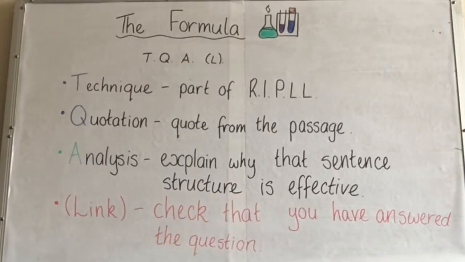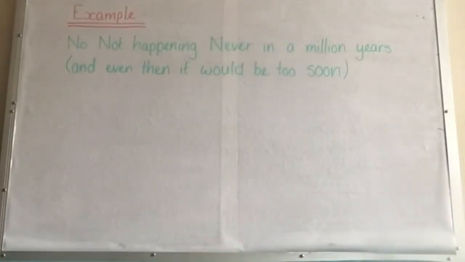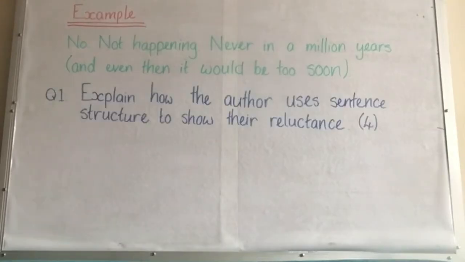So, you might wonder why I've put link in brackets. Well, I think that most of you will unintentionally put that in with analysis, but it is important to make sure that you've answered the question. So read the question again, make sure that your answer matches up with what they have asked. So if you've not done that in your analysis, you need to add another bullet point for linking. Let's go over a quick example then. So we'll start off with: "No, not happening, never in a million years, and even then it would be too soon." Okay? So our question is, explain how the author uses sentence structure to show the reluctance.